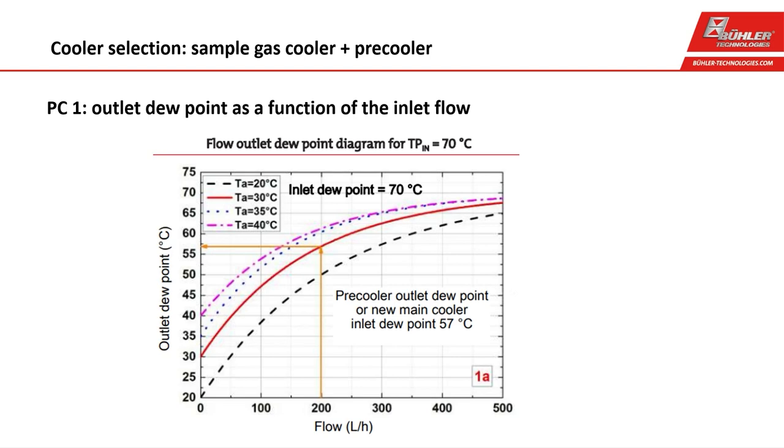This is quite a remarkable performance of the pre-cooler PC1 and allows you to select a smaller main sample gas cooler to reduce the water content. The result of this calculation can be used for the gas cooler calculator, which Ralph just introduced to you.